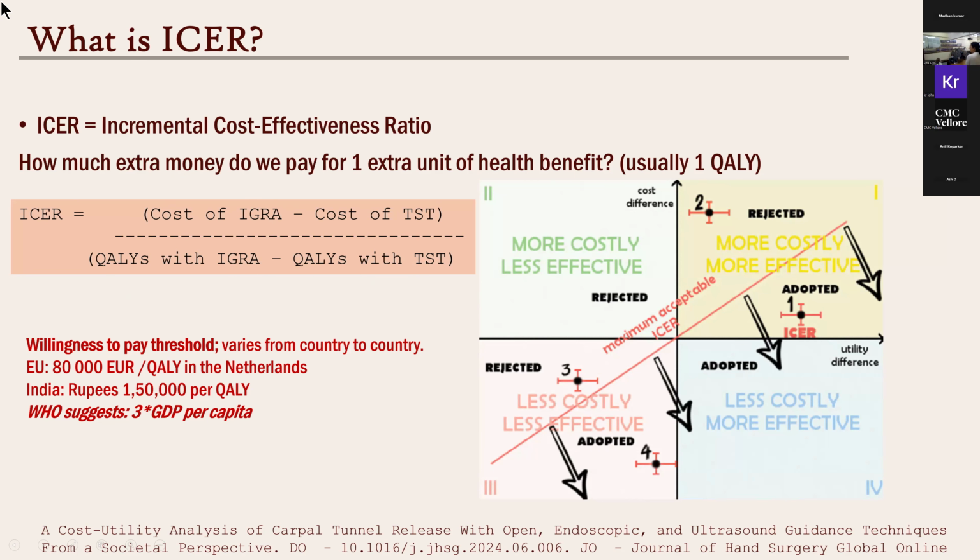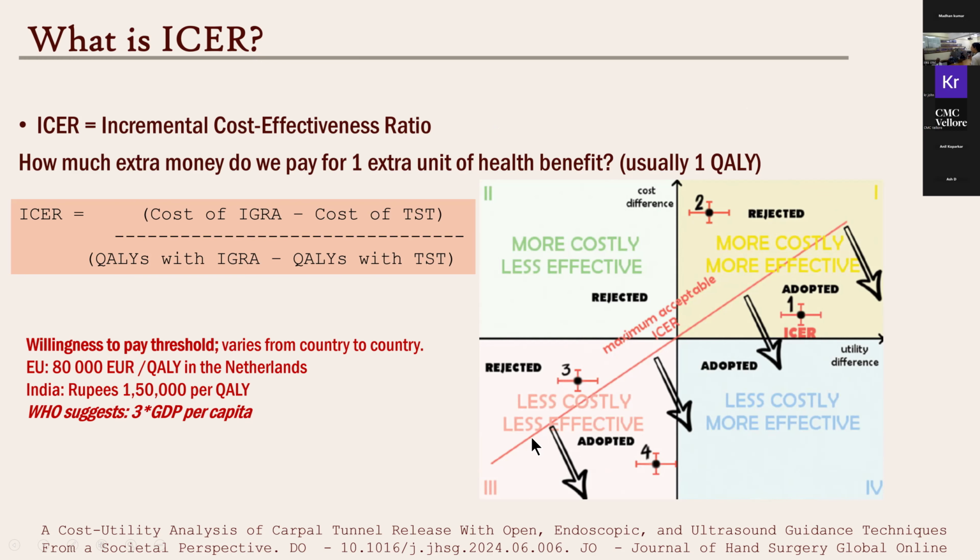This quadrant is more costly, more effective. This quadrant is less costly, but more effective. So you want your study to fall under this category. Here you have less costly, but also less effective. And here, more costly, less effective. So 100%, if a study falls under this, you don't want to do that.